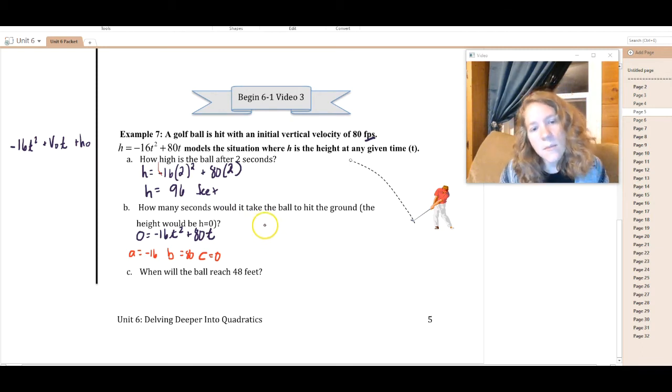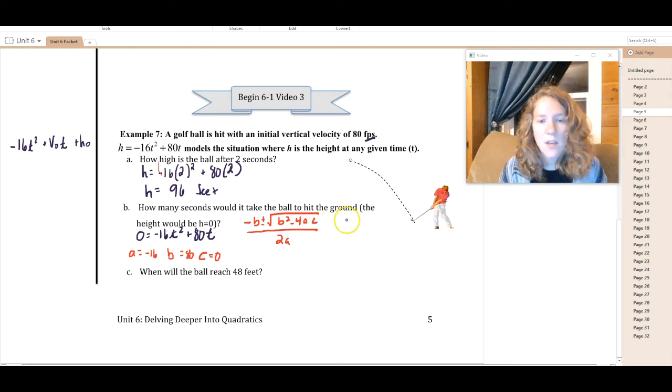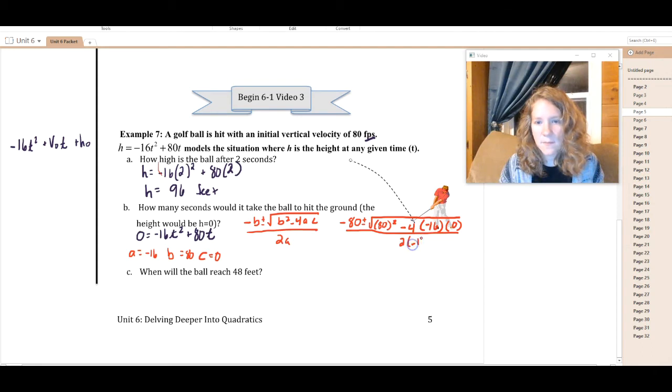Alright, so now when I plug in my quadratic formula, remember, I'm going to write it 2 million times for you. Negative b plus or minus the square root of b squared minus 4 times a times c, all over 2 times a. So that's going to be negative 80 plus or minus, sorry golf man, I'm going to write on top of you, the square root of 80 squared minus 4 times negative 16 times 0. Okay, and that is all over 2 times a, and my a was negative 16.